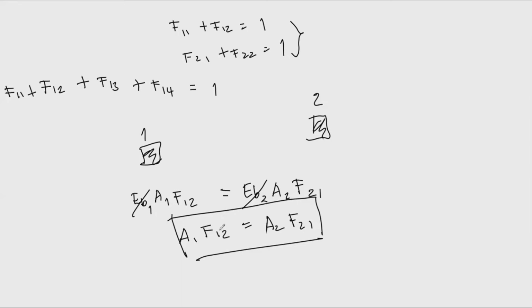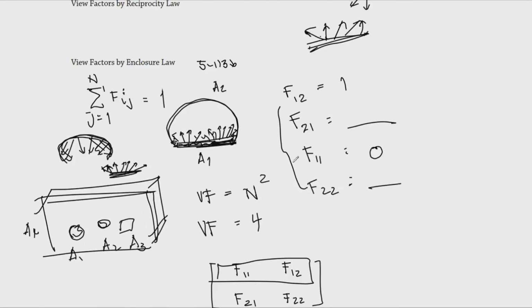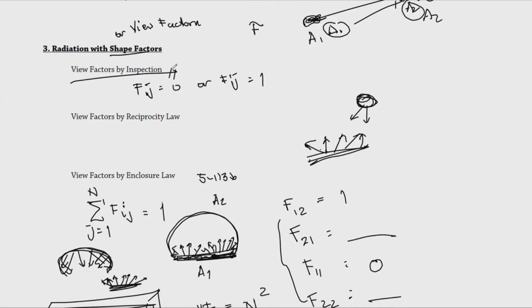This is the reciprocity relationship, wherein we have the area and the view factor from 1 to 2, or the radiation leaving surface 1 to surface 2, and then this area 2 and the radiation leaving from surface 2 intercepted by 1. We could say that these two are equal by the reciprocity relationship. So when you're given A1 and A2 and just this F12, you could actually compute for F21. So that completes the radiation with shape factors.